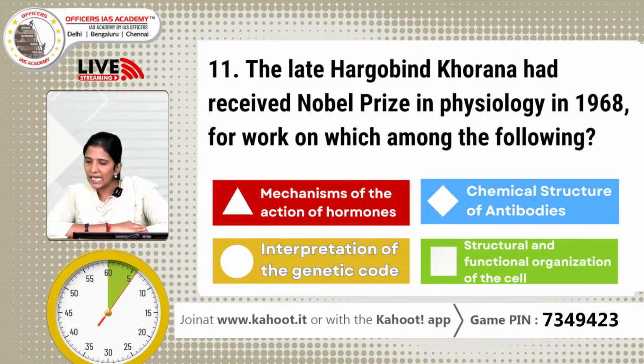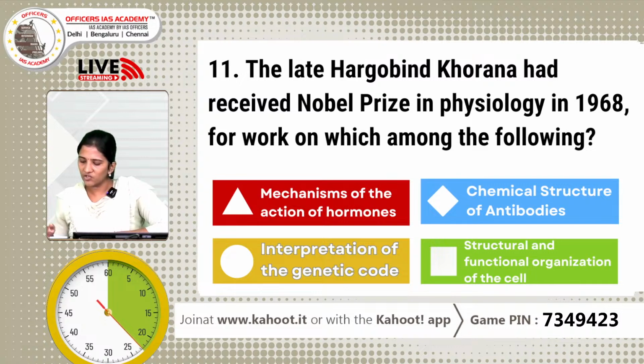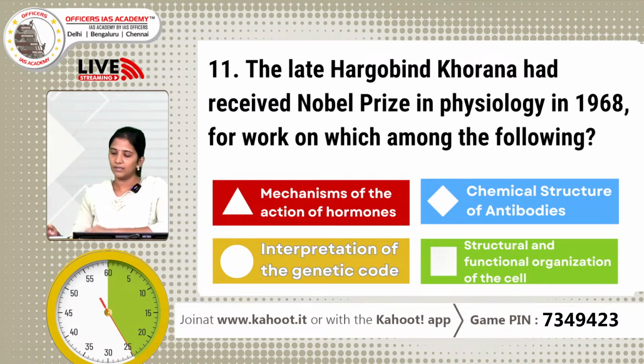Okay, the question is, late Hargobind Khorana had received Nobel Prize in Physiology in 1968 for work on which among the following? A. Mechanisms of the action of hormones. B. Chemical structure of antibodies. C. Interpretation of the genetic code, and D. Structural and functional organization of the cell.